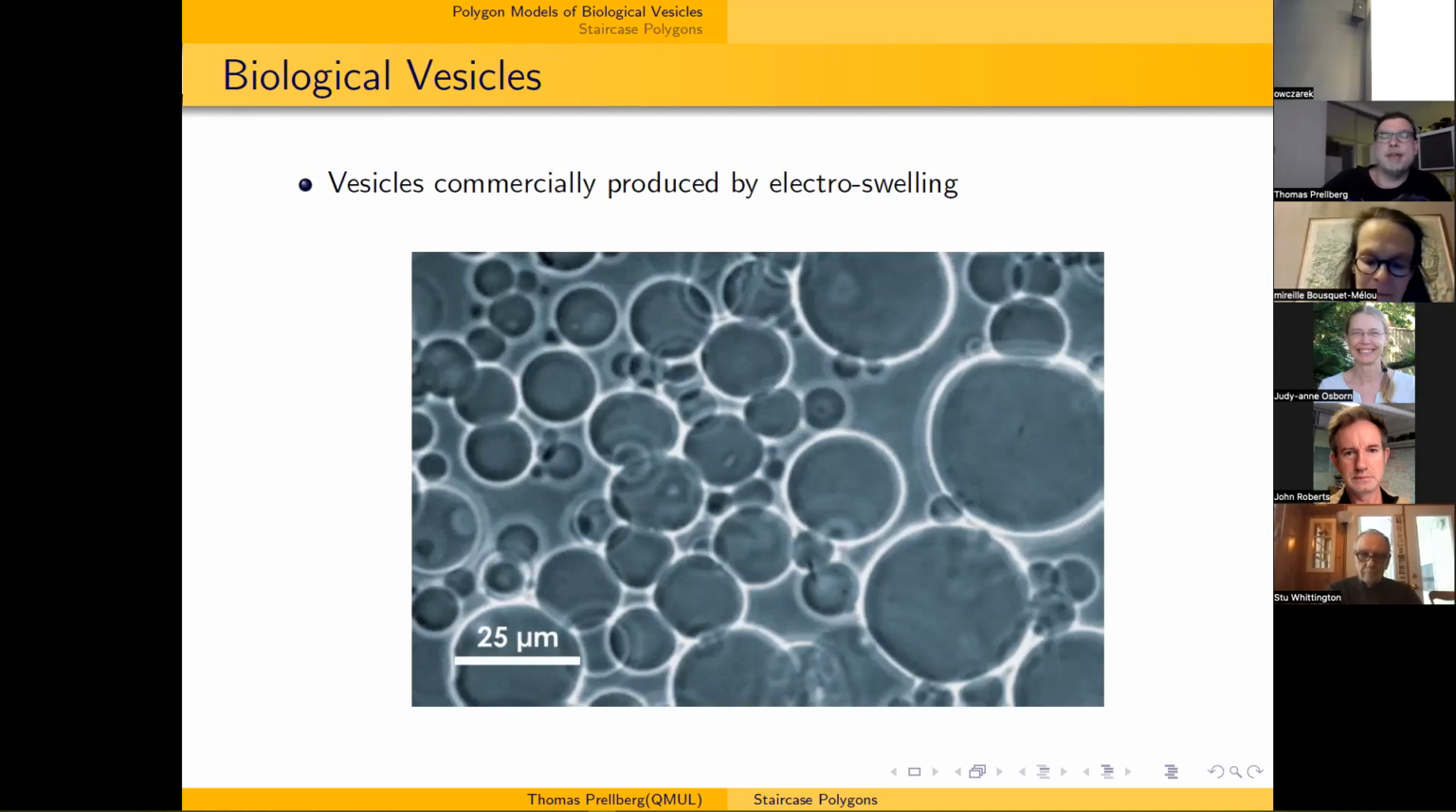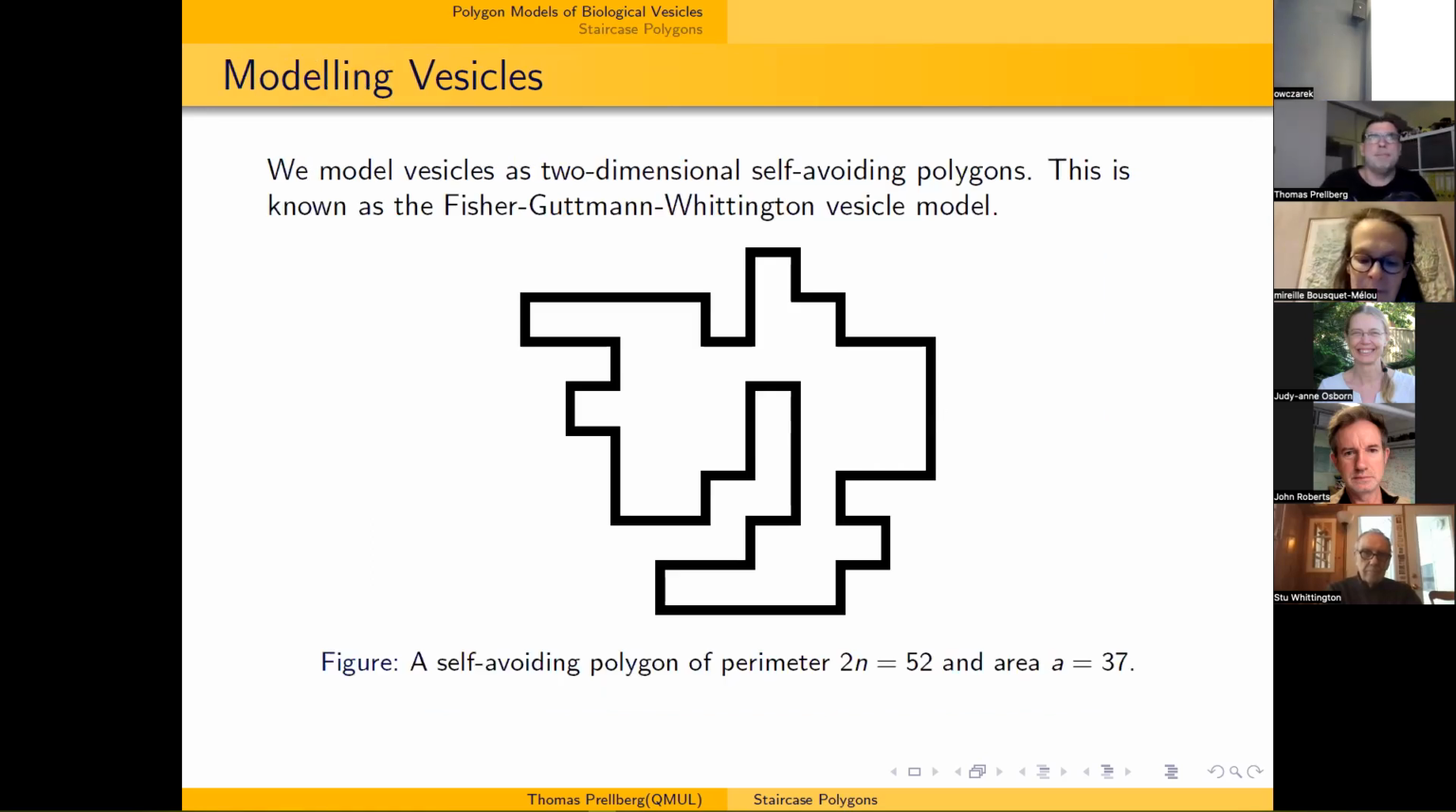But let's just stay with very, very simple models, make things two-dimensional. Then you come to a relatively simple model. And it's nice to see Stu Whittington here in the audience as well as Tony Goodman, the Fisher-Goodman-Whittington vesicle model, which basically just says we have a two-dimensional polygon with a perimeter and an area. Can we do anything about this? Can we count these objects? Is there anything we can say? Explicit formulas, generating functions, asymptotic information, whatever there might be.